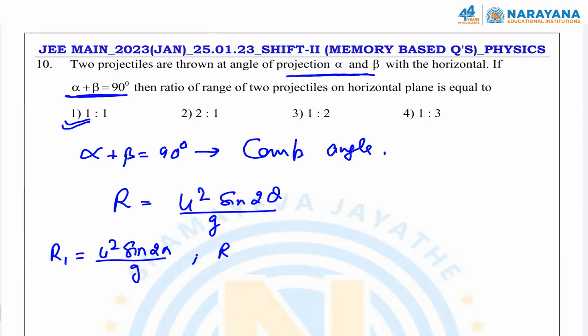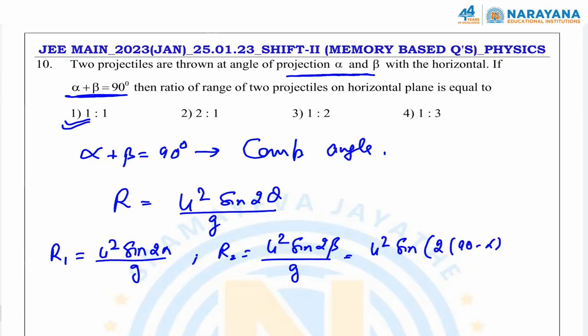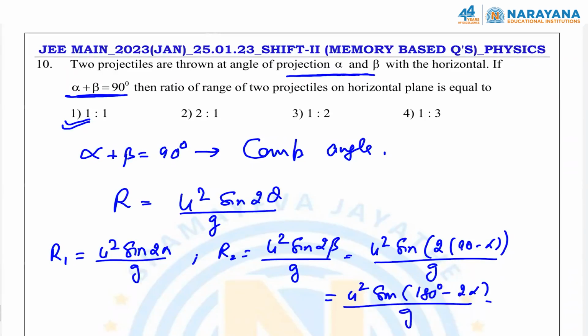And in the second case, we are projecting it at angle beta, so sine 2 beta over g. Now beta can be replaced by 90 minus alpha. So if I replace beta by 90 minus alpha, this is twice of 90 minus alpha by g, which becomes u square sine of 180 degree minus 2 alpha by g.